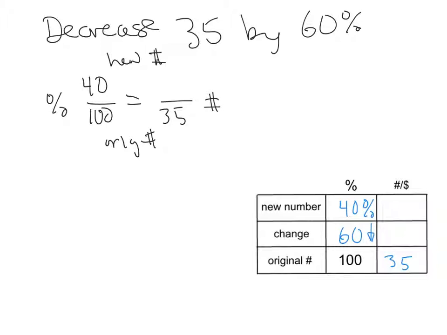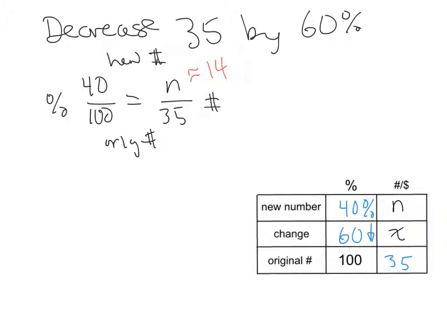You always start at 100, which means we're going to be finding the new number n. And if we solve this proportion, we should get n equals 14. So you're going to find that n is exactly equal to 14. And this gets you the answer directly.